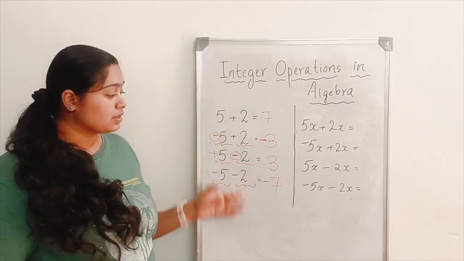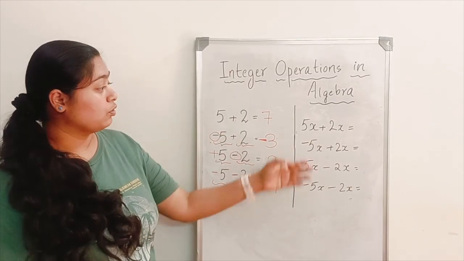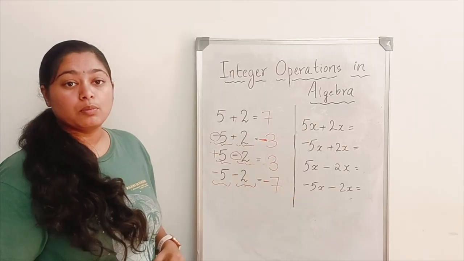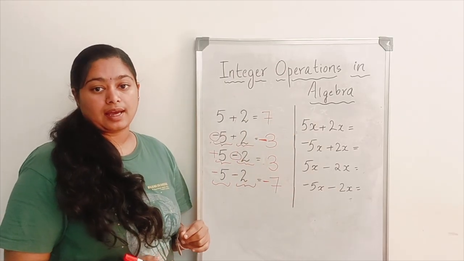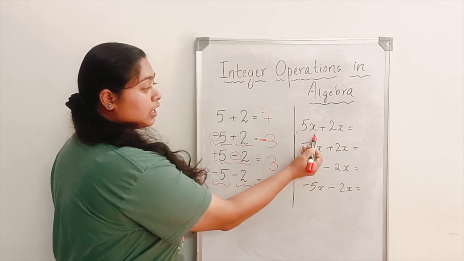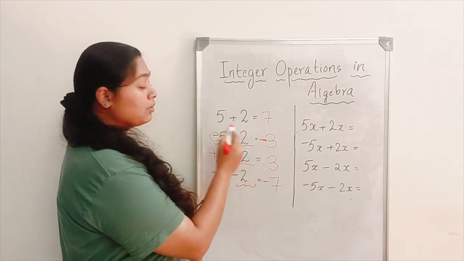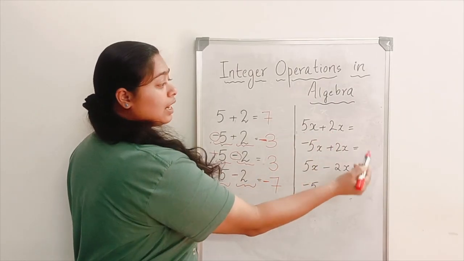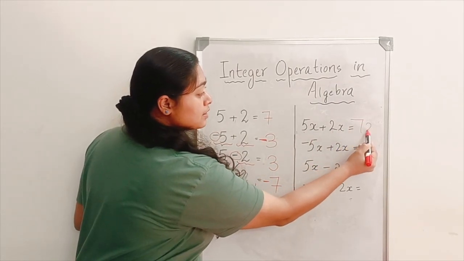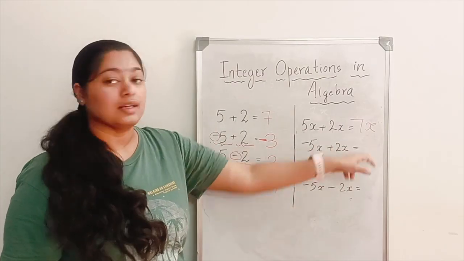We use these same rules just with a variable along with it. So if you look at the right side of my board, you can see the same examples written with an extra variable x. My first question is 5x plus 2x. No need to get confused. Do the same thing as you did here. You have a positive 5, a positive 2, just add them and that's 7x. The only important thing to remember is don't forget to write the x.